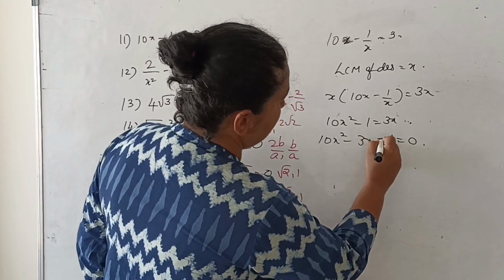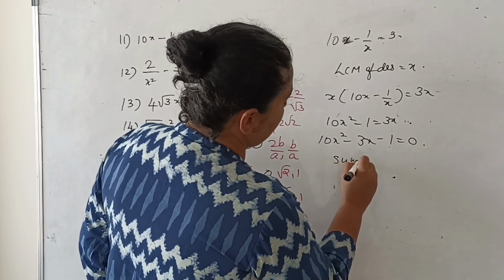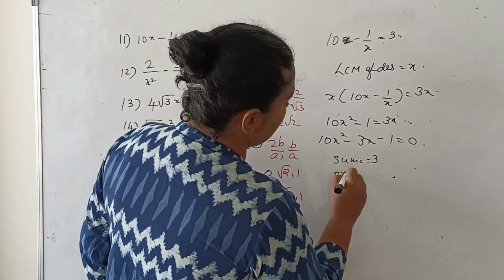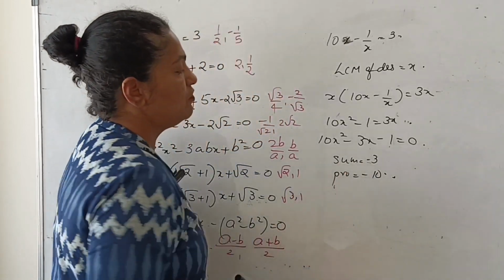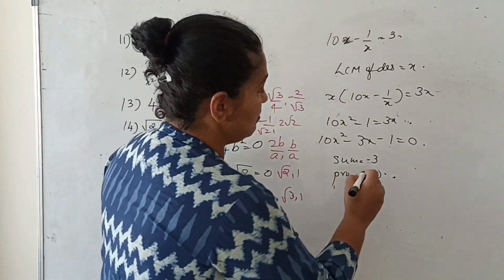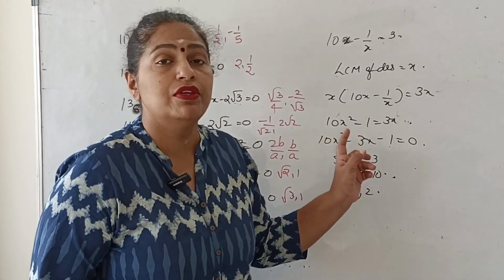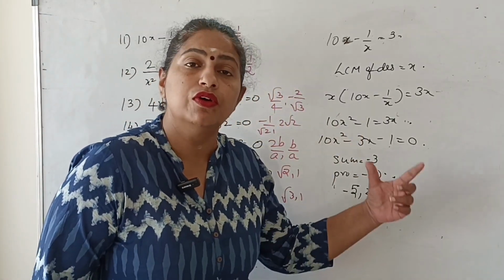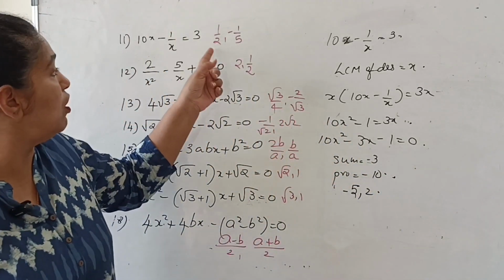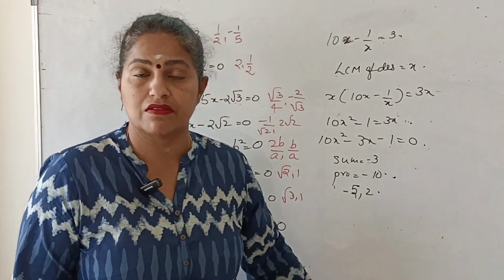here it is a negative sign. So sum is a minus 3 and the product is a minus 10. So what are the numbers possible? It is minus 5 and plus 2. Split the middle term using minus 5 and plus 2. Group the terms and solve in order to get these answers.